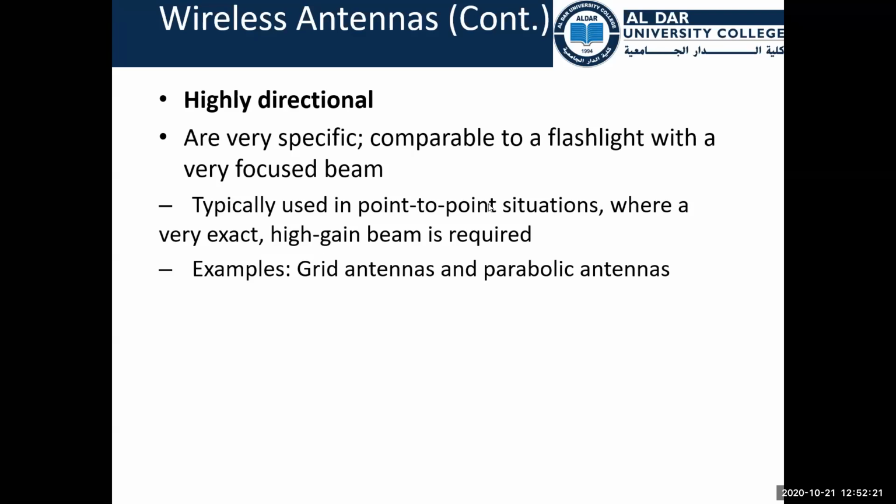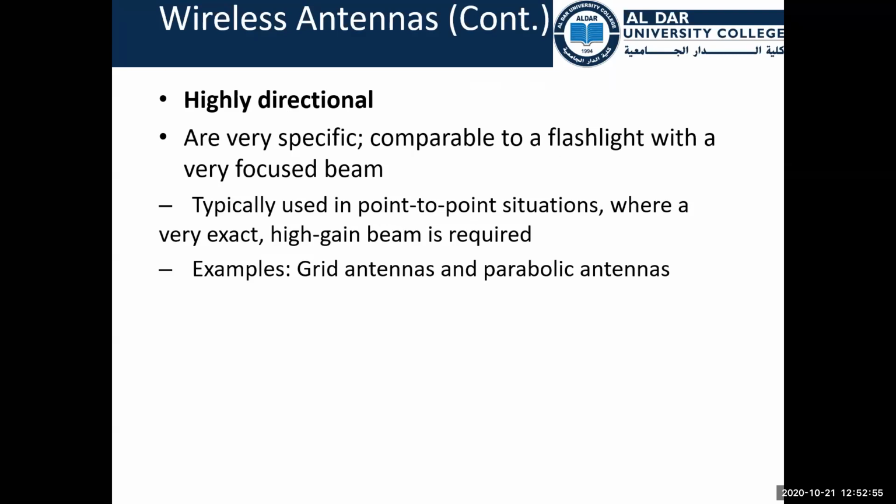Okay, so the highly directional antenna, as I told you, is point-to-point communication, and the communication is done through a very focused beam. It's like a beam of light. So if any barrier is in the way and cuts this beam, the communication is cut. That is the problem with highly directional antennas. If there is a barrier, it will cut the signal directly. It is not like radio waves.